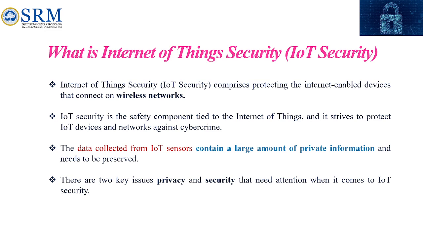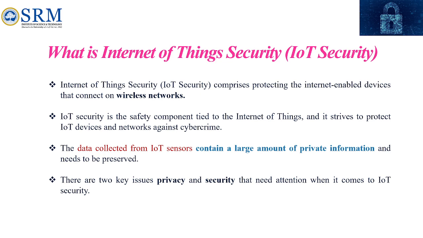What about the Internet of Things and security? Today we will learn this important thing: what is IoT security. It comprises protecting internet-enabled devices that connect over wireless networks. IoT security is a safety component tied to the Internet of Things, used to protect various devices and networks against cyber crimes. Since many cyber crimes exist, we need to provide security against them and protect the networks along with the IoT devices.